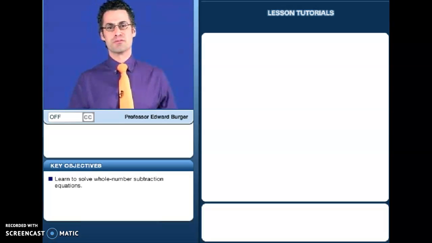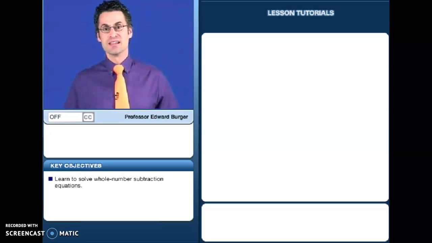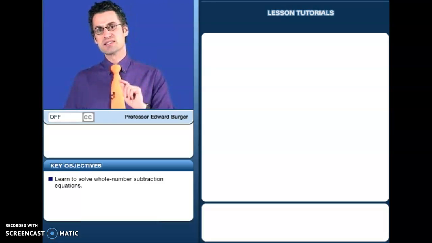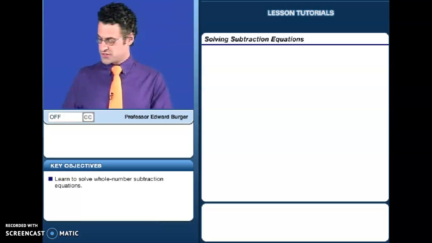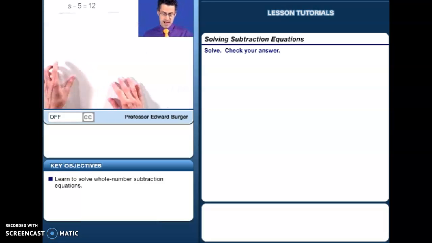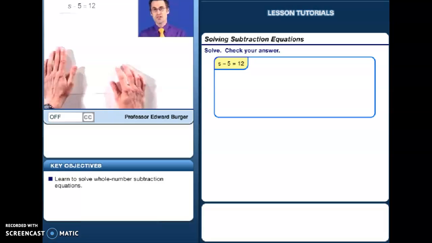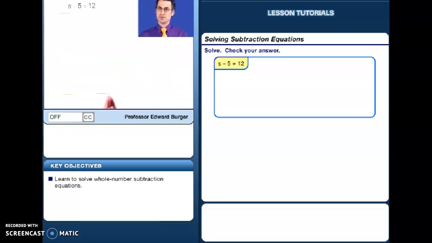Equations come in a lot of different forms, shapes, and variety. Let's take a look at some and see that we can solve even equations that involve subtraction. So here's the first one. S minus 5 equals 12. So what's the goal? The goal is to find a value for the unknown S that makes this thing hold, finding a solution to the equation.